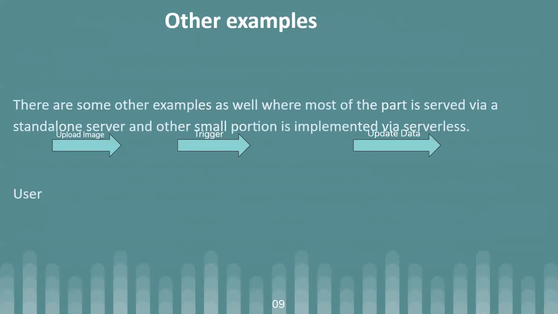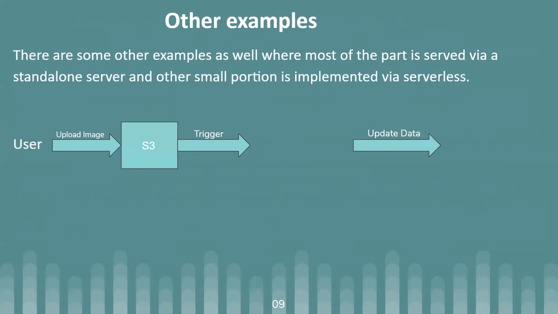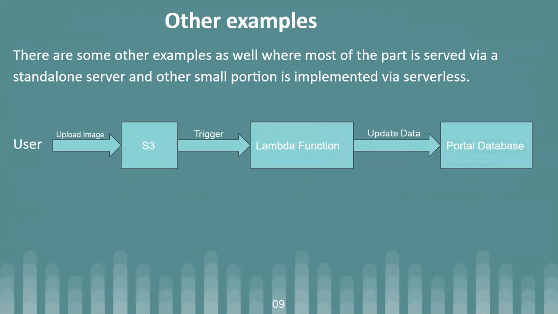Okay, so there is another example where we have used serverless technologies. A user uploads images to S3, and then it triggers the Lambda function, and then it automatically updates the image information into a database. So this is also a serverless example where we have used serverless tools.